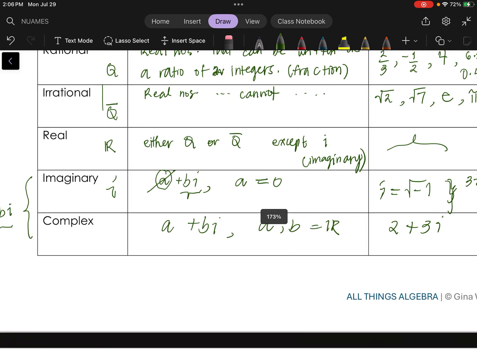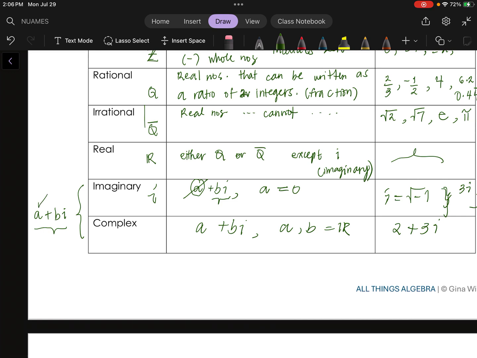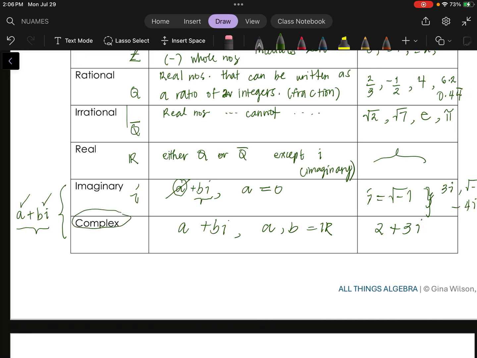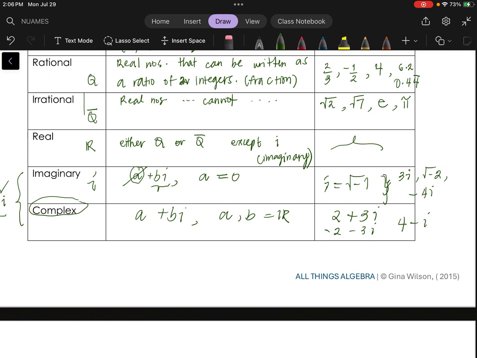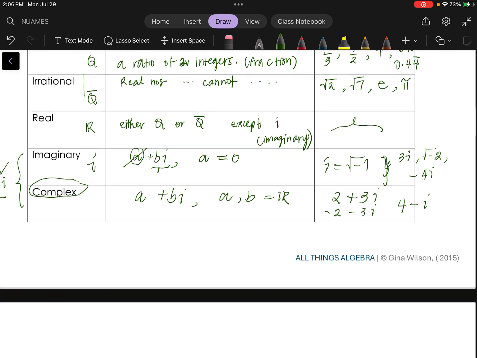And once you have both a real and an imaginary, a combination of that, and you follow the form a plus bi, that's the only time that you have a complex number. Right? Another example here would be -2 minus 3i, 4 minus i. So a combination of a real and an imaginary will be a complex. So a complex can contain an imaginary number. So these two are always connected with each other.